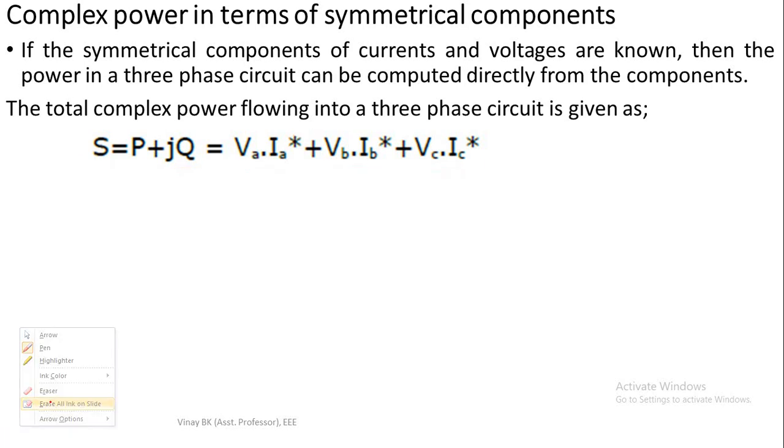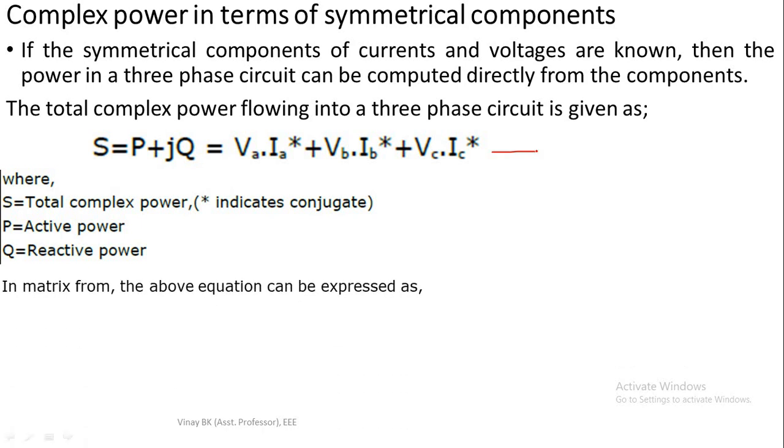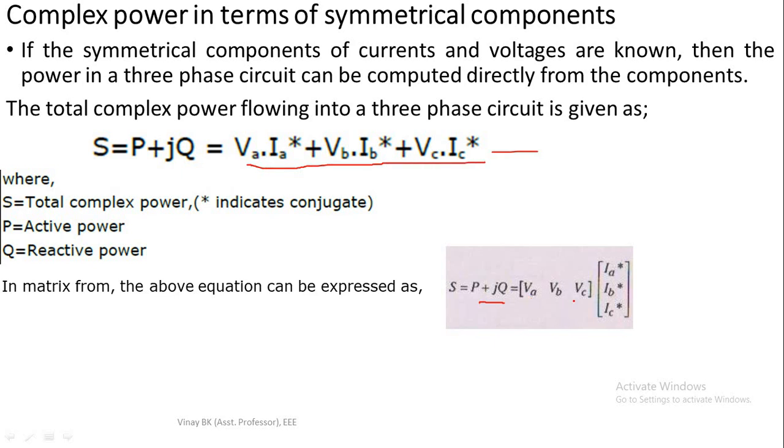Now I'll write this expression, VA into IA conjugate plus VB into IB conjugate plus VC into IC conjugate, in matrix form. So S equals P plus jQ equals the matrix VA, VB, VC into IA conjugate, IB conjugate, IC conjugate, that is 1 cross 3 into 3 cross 1, which gives a 1 cross 1 result. Written out, that is VA into IA conjugate plus VB into IB conjugate plus VC into IC conjugate. Give this as equation number 1.